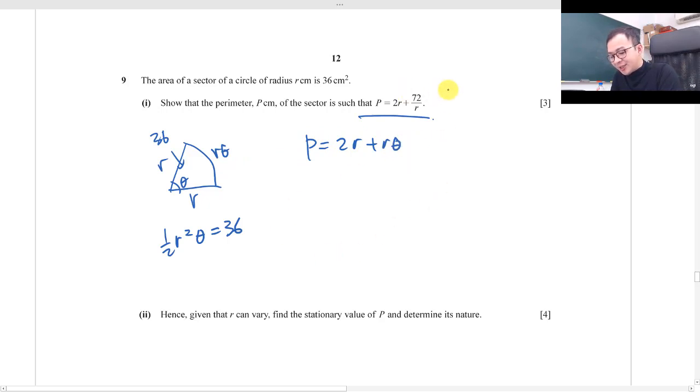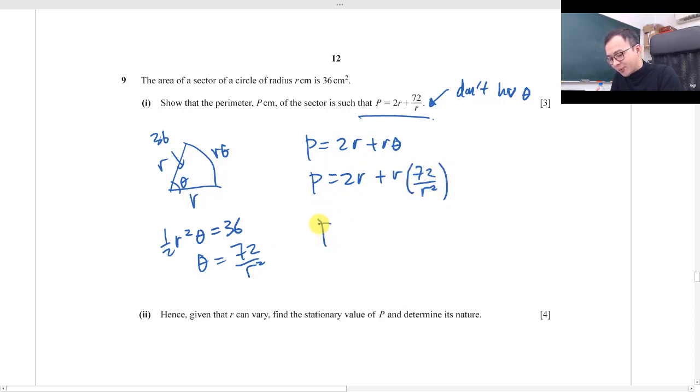Over here, you realize the equation given doesn't have theta. If you don't have theta, what do we do? Here I will need to make theta the subject. So it becomes 72 over r squared. Therefore, P equals 2r plus r times 72 over r squared. So P equals 2r plus 72 over r. And I got my answer.